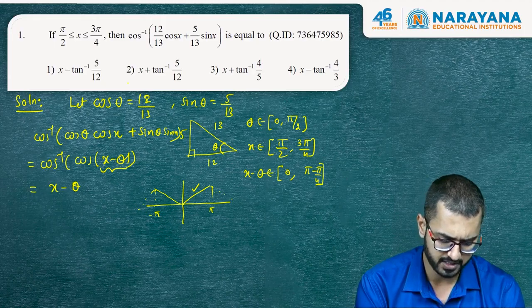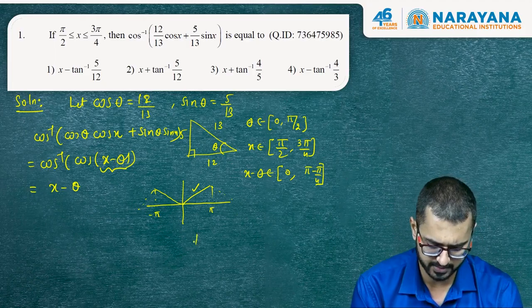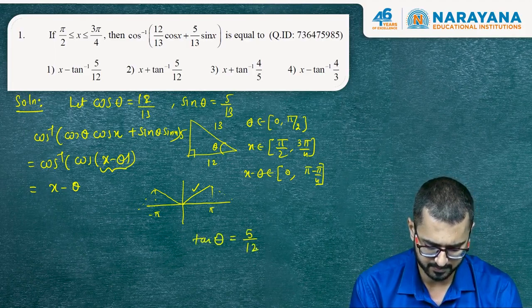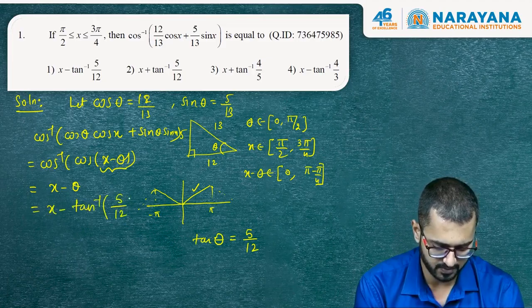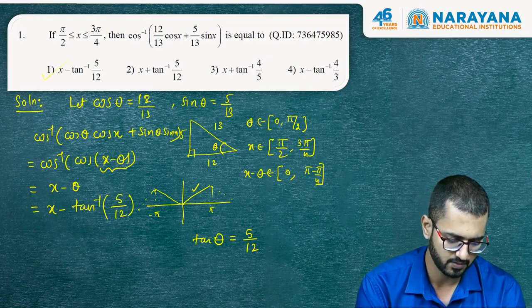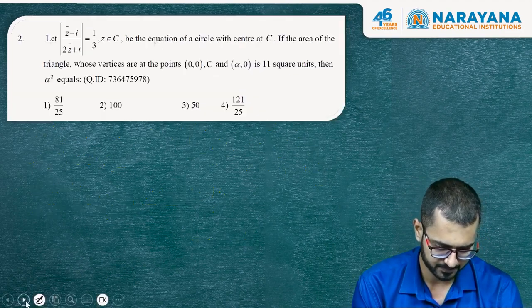And all the options are given in tan, so we'll convert theta into tan. We have this triangle. We can write tan theta is equal to 5 by 12, and this makes x minus tan inverse of 5 over 12. That makes our option 1 correct. Okay. So moving to the next.